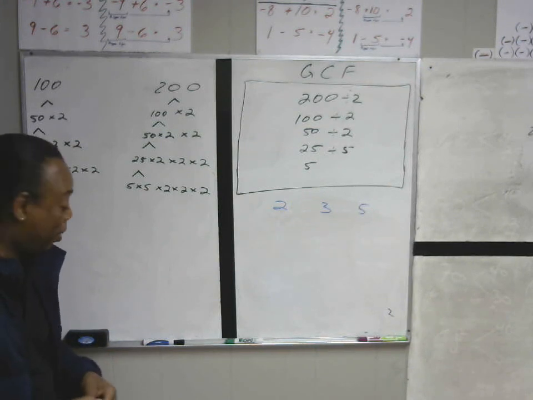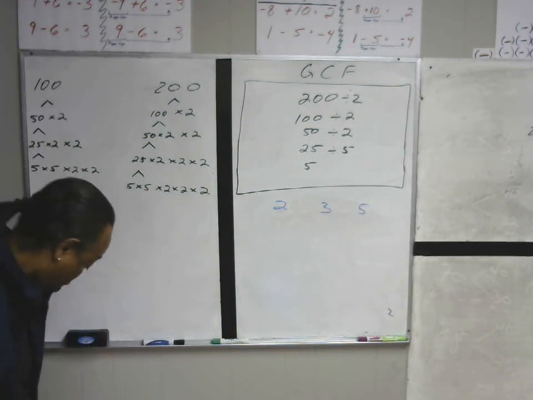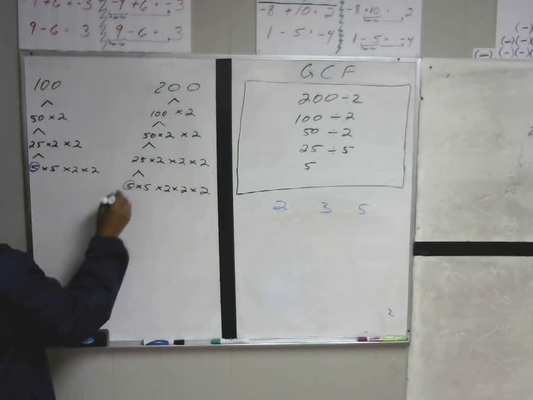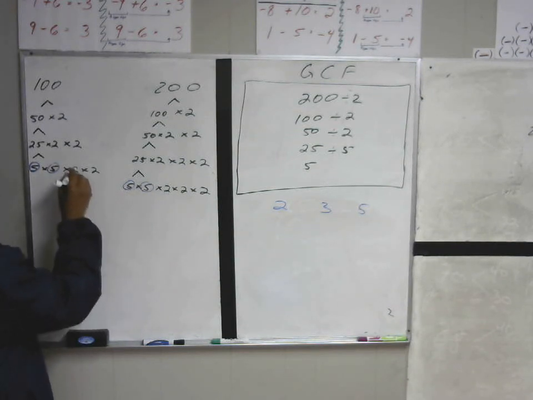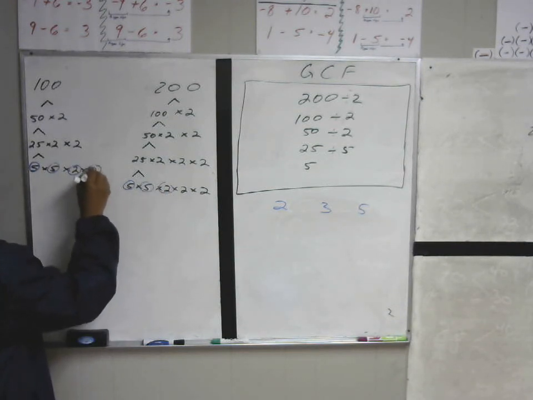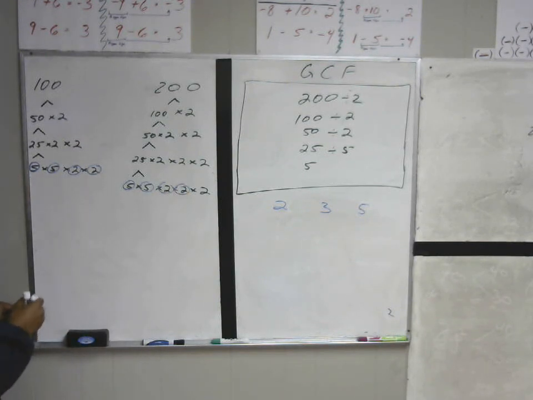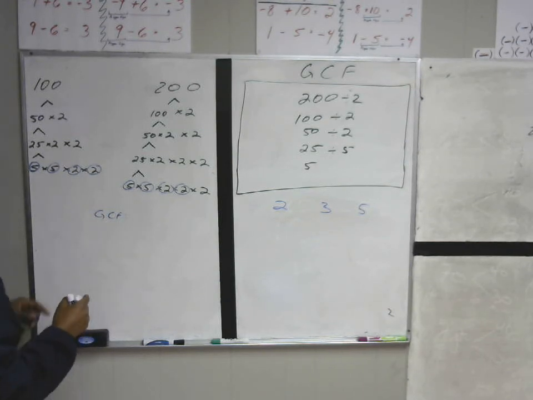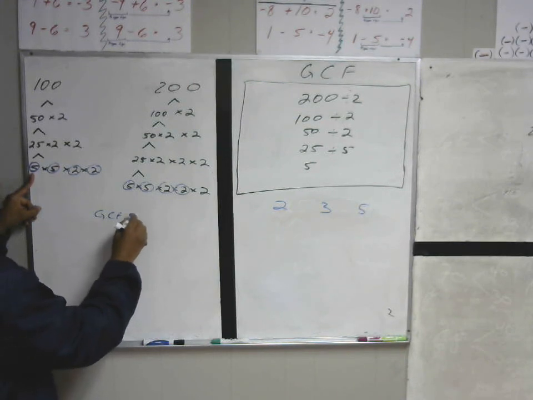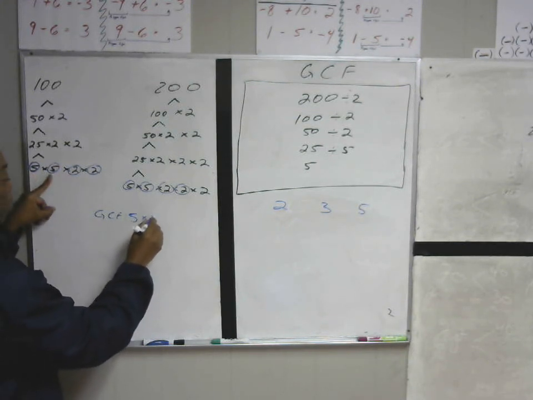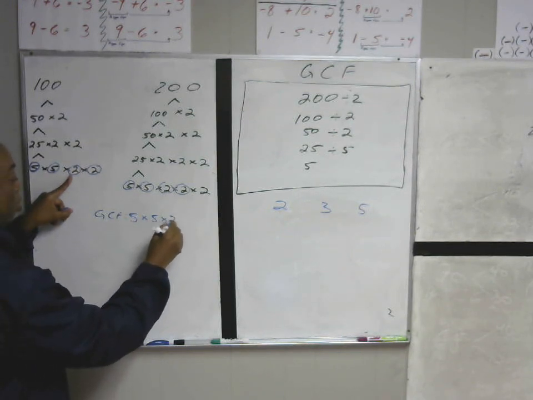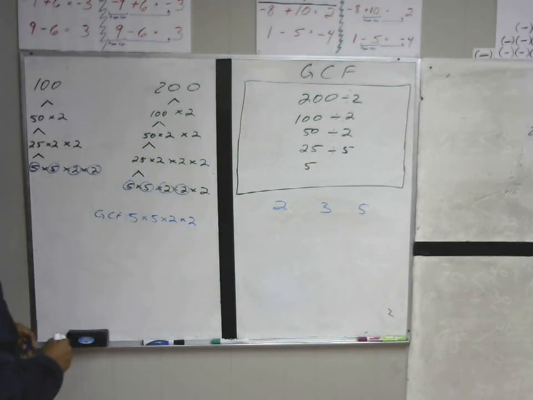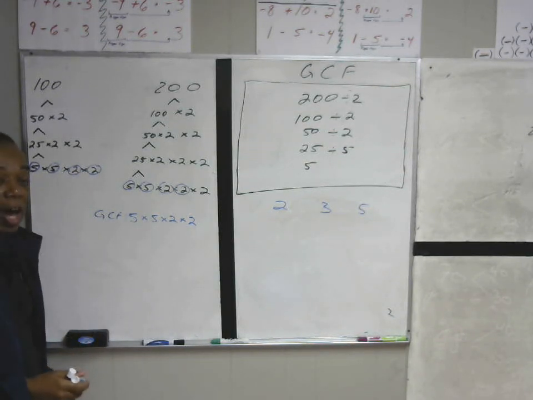So we're going to find out what's common. This 5 matches this 5. This 5 matches this 5. This 2 matches this 2, and this 2 matches this 2. So let's write down the greatest number of common factors. The 5 is a common factor. This 5 is common. It's found in both places. This 2 is common, and that 2 is common. Those are all the numbers that are found in both places. These are all common factors.